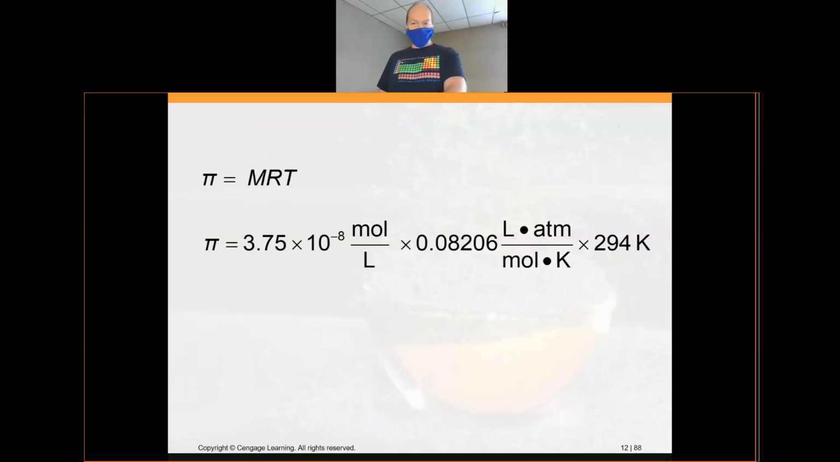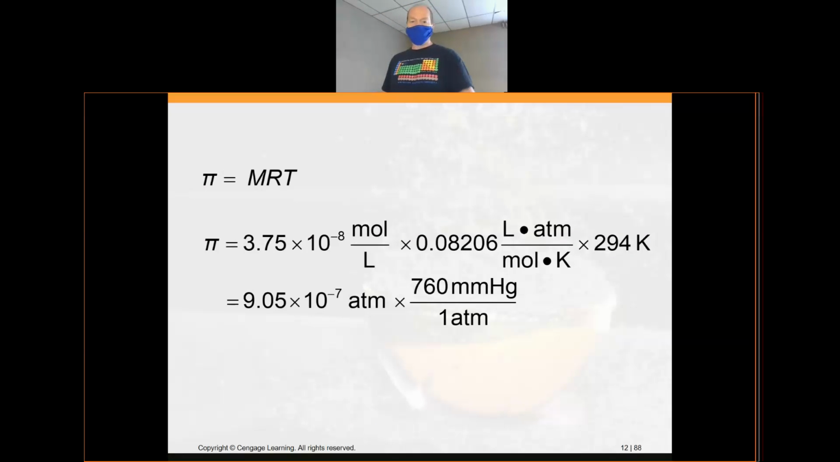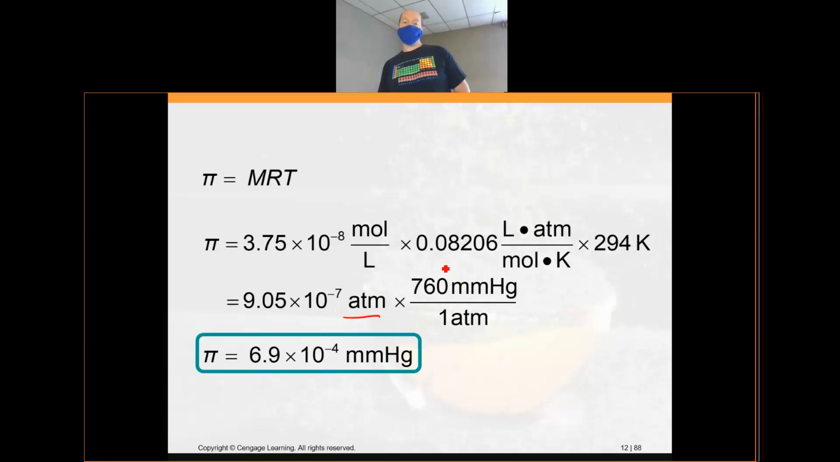The i value is 1, and when you multiply those together, you get a very, very small osmotic pressure, 9.05 times 10 to the minus 7, even when you convert it to millimeters of mercury. Make sure you know how to do that. Make sure you know this conversion: 760 millimeters of mercury is 1 atmosphere. So you have your osmotic pressure. It's still an extremely small osmotic pressure, 6.9 times 10 to the minus 4 millimeters of mercury. That is an extremely small amount of pressure.